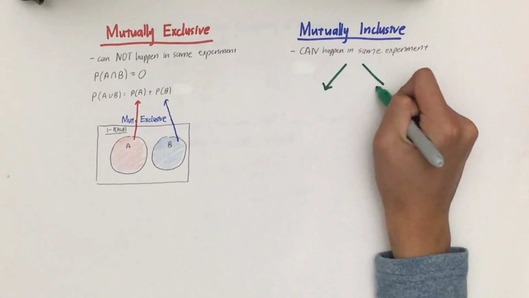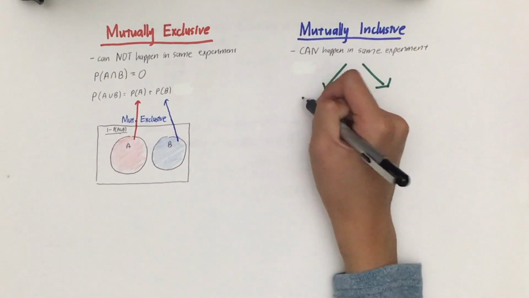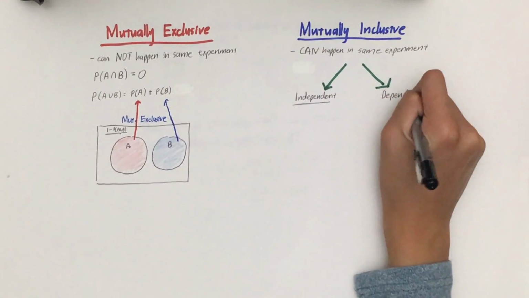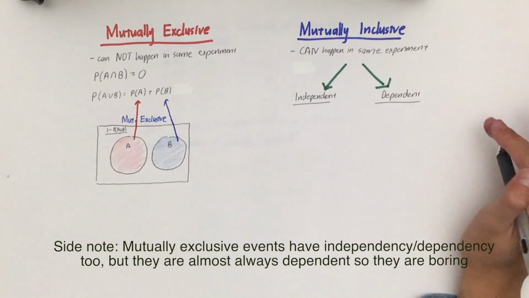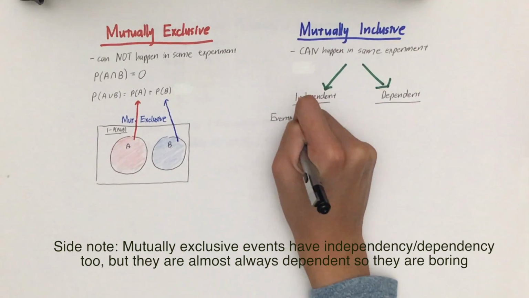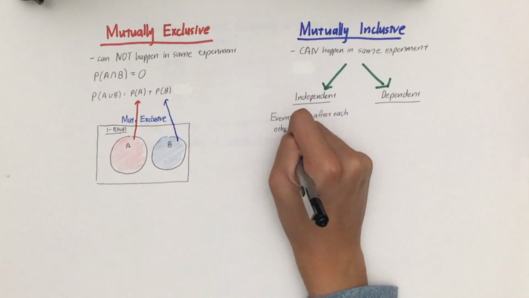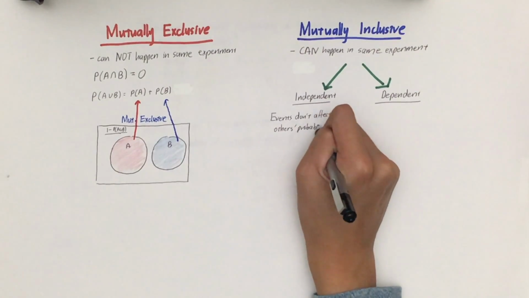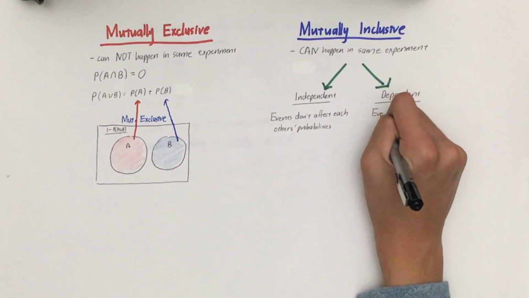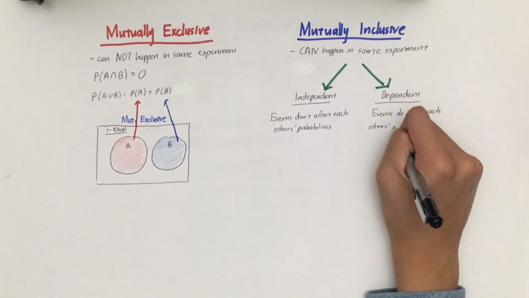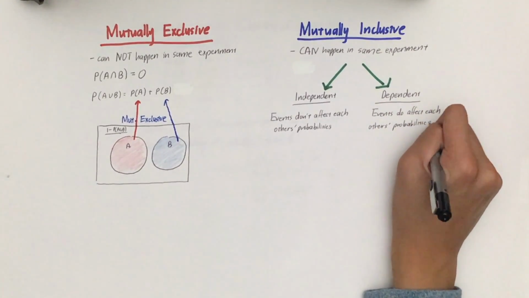Meanwhile, in a mutually inclusive experiment, it can either be independent or dependent. Independent events don't affect the probability of each other, so let's say you flipped a coin and then you flipped a coin again. Your first flip didn't affect the second flip. Dependent events do affect each other's probabilities, so let's say you drew a card and then you didn't put it back. So then there would be fewer cards to draw on the second draw. And so your first event would have influenced the probability of the second event.